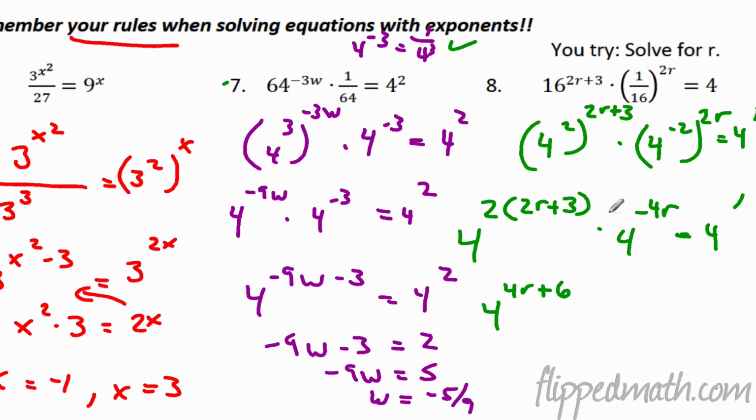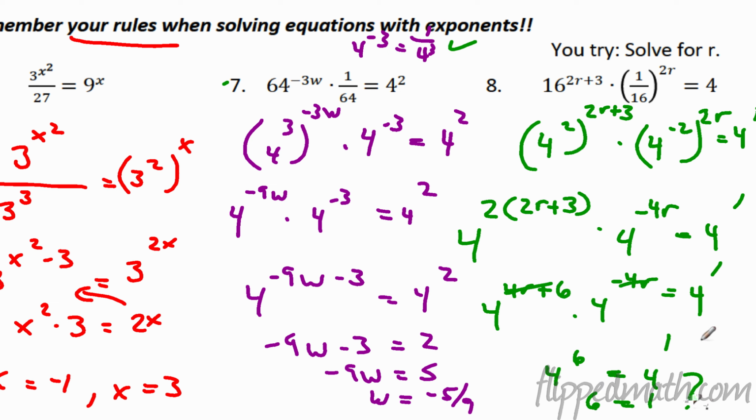And then, what do we get here? Times 4 to the -4r. I'm just going to write it out again. Take our time. Now the rule is you add these together. Well, the 4r and the -4r, they cancel out. What do we get? We get 4 to the 6 equal to 4 to the first. When is 4 to the 6 going to equal 4 to the first? That means 6 has got to equal 1.